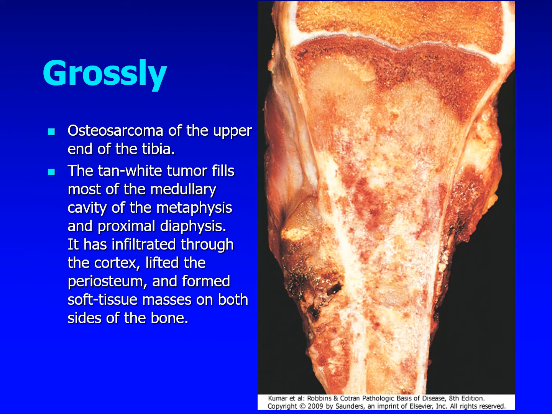Grossly, this is what osteosarcoma looks like. This is osteosarcoma at the upper end of the tibia. The grayish-white tumor fills most of the medullary cavity of the metaphysis and extends into the diaphysis. It has infiltrated through the cortex, lifting up the periosteum. That's where the Codman's triangle is seen, and it forms a soft tissue mass on both sides of the bone.